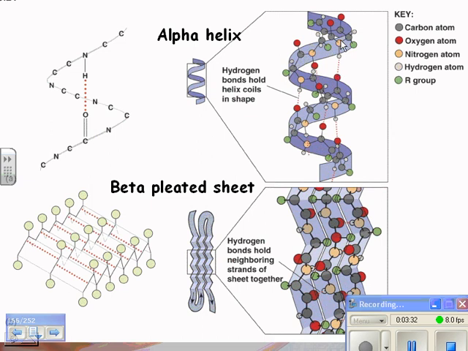So this amino acid is not adjacent. It's not right next to this amino acid, but when the whole thing coils, they end up being close together. So it's not closely covalently bonded. That would be this way, but when it folds, it ends up being close together. And then there's a hydrogen bond here, and so on.